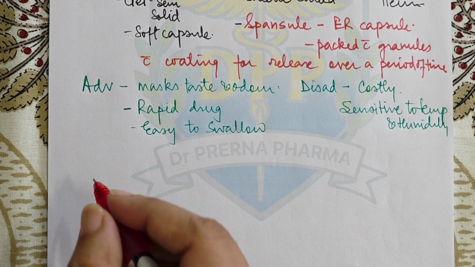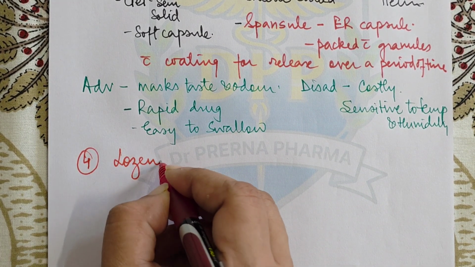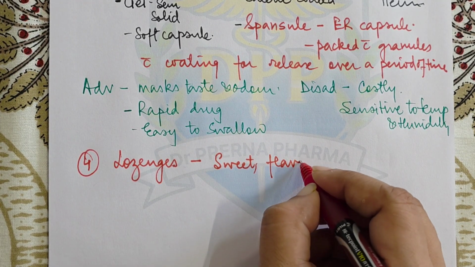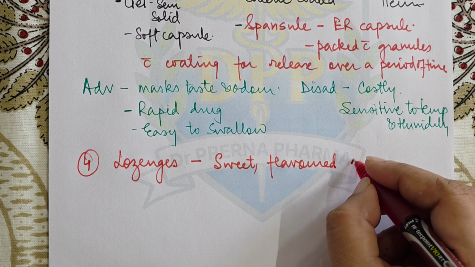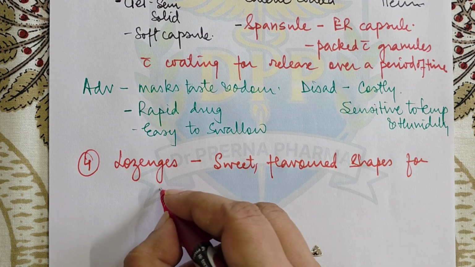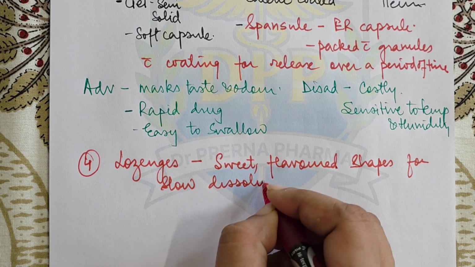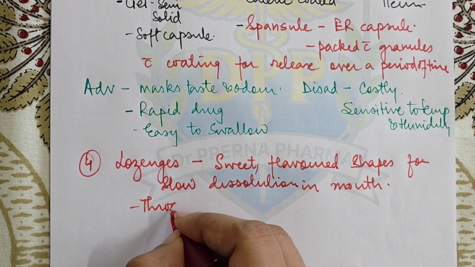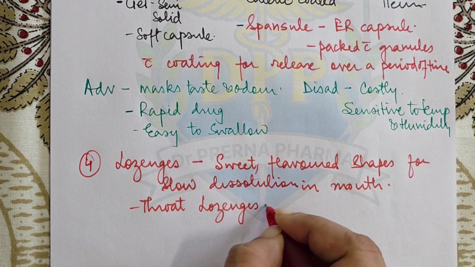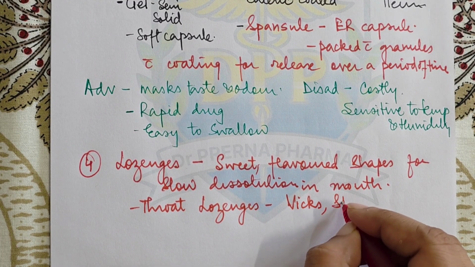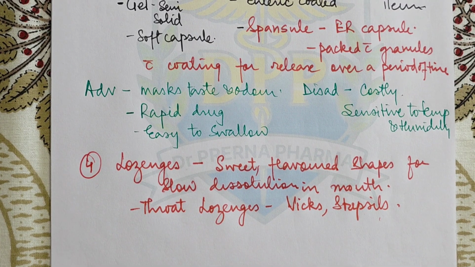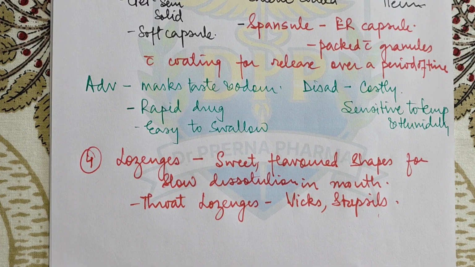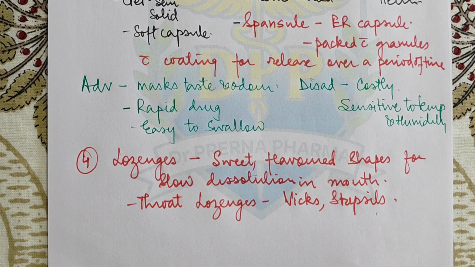The fourth dosage form in oral dosage form is lozenges. Now what are lozenges? Lozenges are basically sweet flavored shapes for slow dissolution in the mouth. For example, we have throat lozenges, and all of you must have in your lifetime eaten Vicks or Strepsils. So these are the lozenges. You don't chew them, you actually just slowly they dissolve in your mouth and then they release a drug which goes in your throat and gives a soothing effect. So like throat lozenges are there.